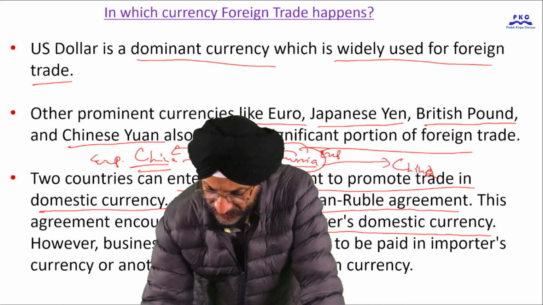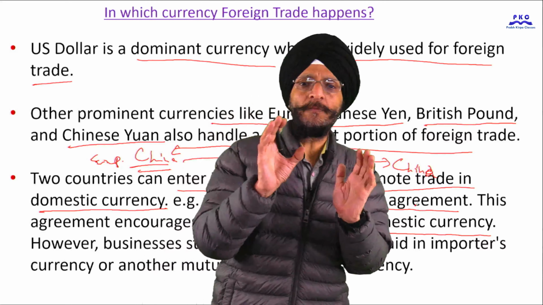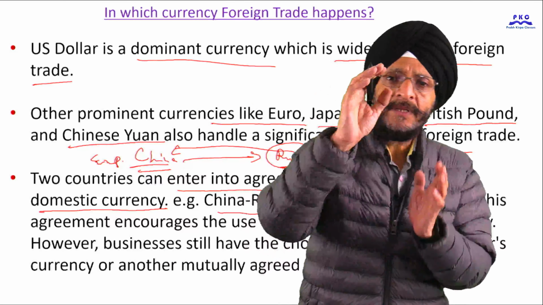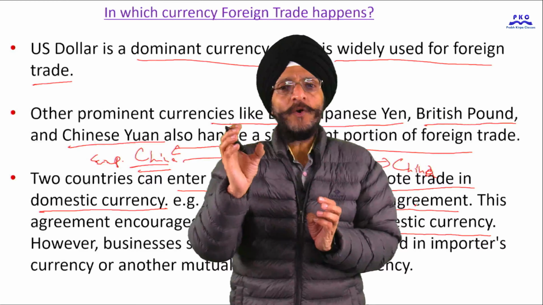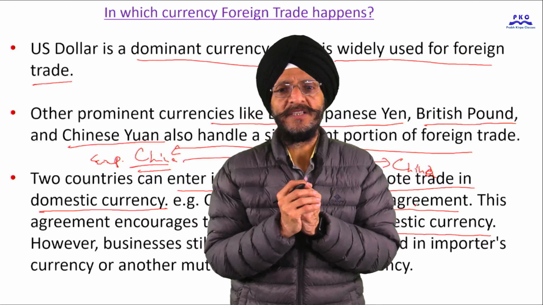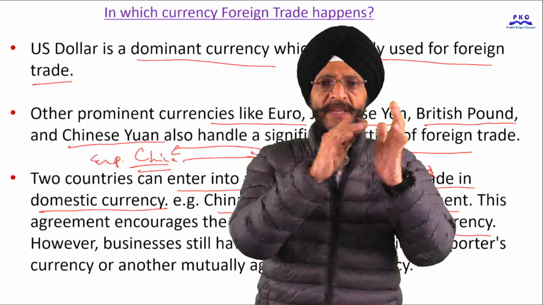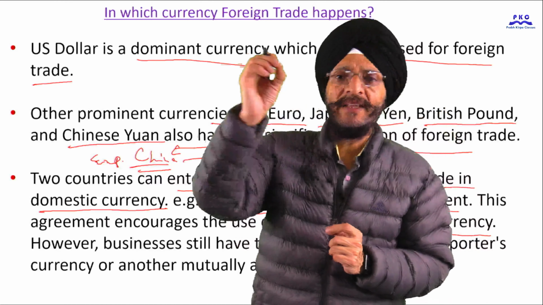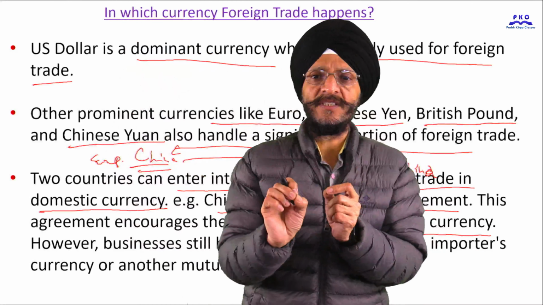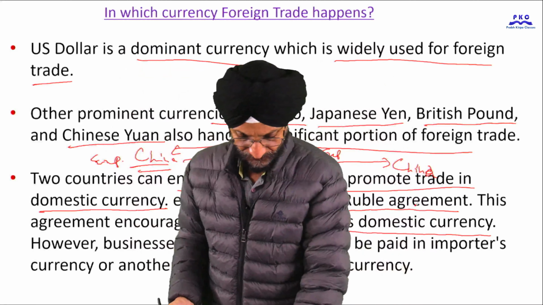However, in the case of the China Russia Yuan Ruble Agreement, it is not binding that export will take place only in exchange for the exporter's domestic currency. It is not that. Businesses may agree with one another that they may accept any other currency or the importer's currency. It may happen.